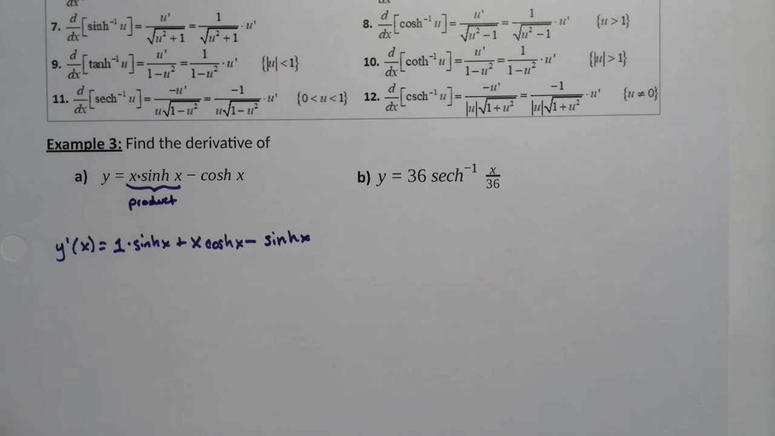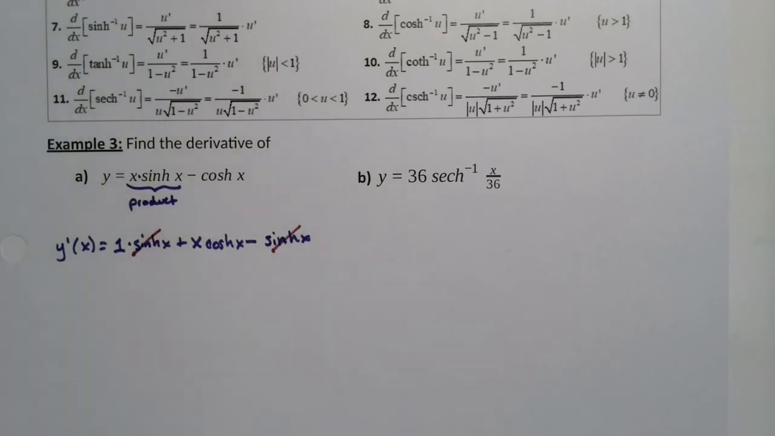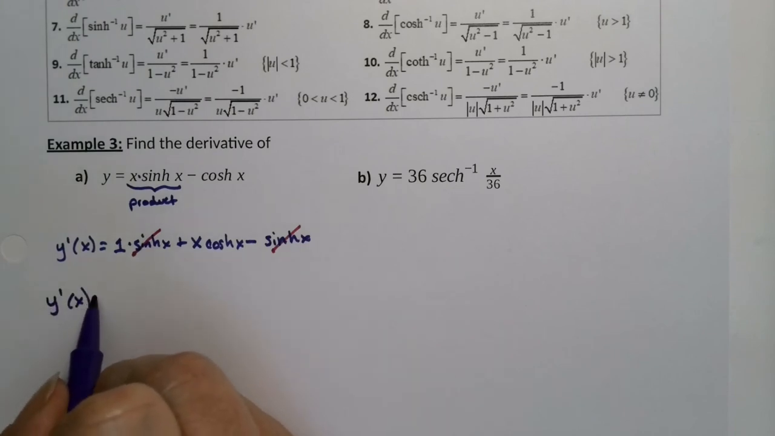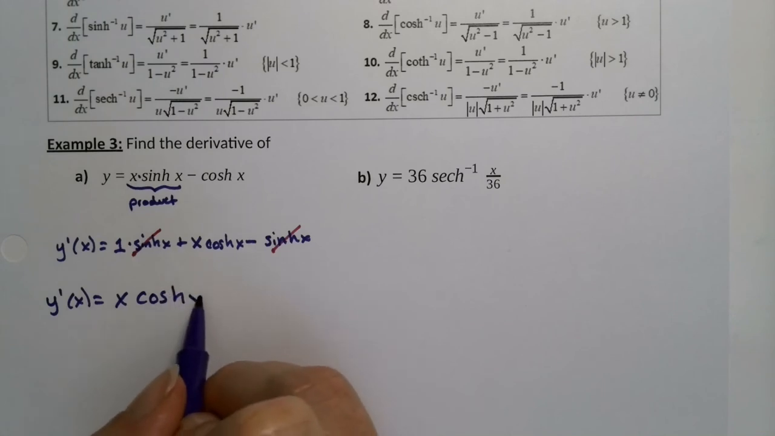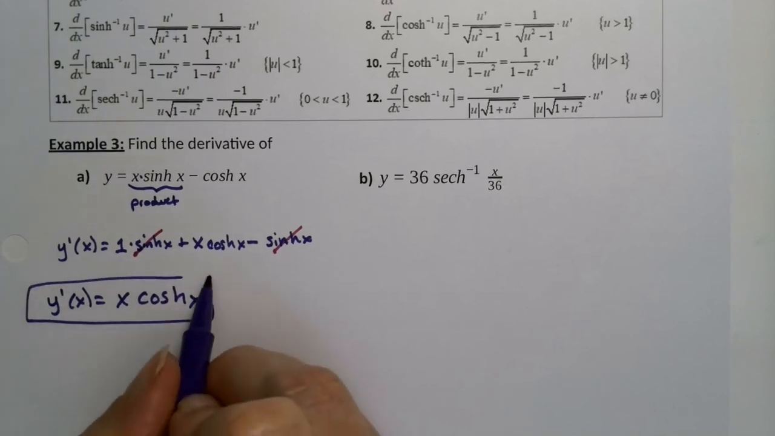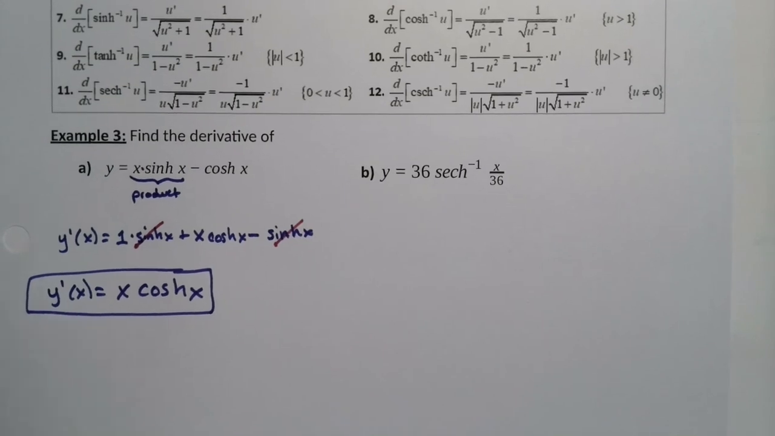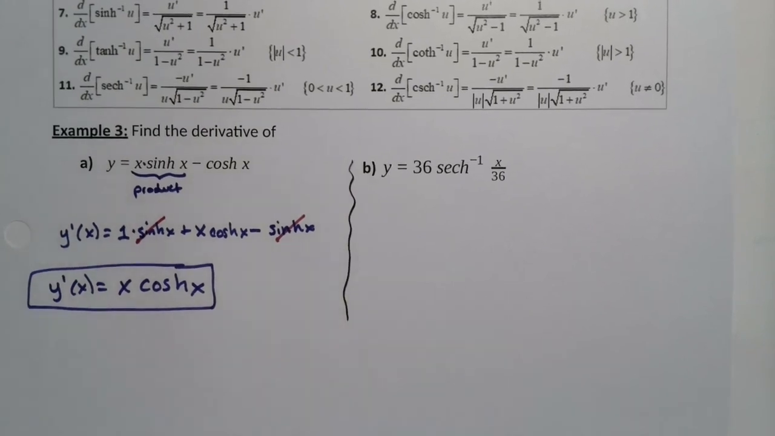Now, if you're noticing what I'm noticing, we have a sinh here minus sinh here. Those will disappear, and we'll just be left with y prime is equal to x cosh x. Well, that was easy. No problem on that one. Just a little product rule. We didn't even have chain rule on that one. But the next one's going to involve chain rule.